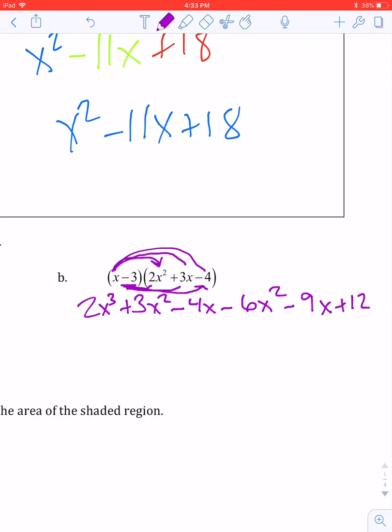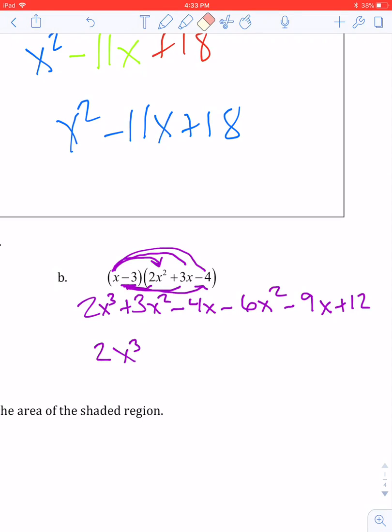okay? So my first term right here is 2x to the third. I'm going to look through all the other ones and see if there is a term that has an x to the degree of 3. There is not, so I know that's going to be my leading term. So I'm going to rewrite it here down at the bottom, 2x to the third.